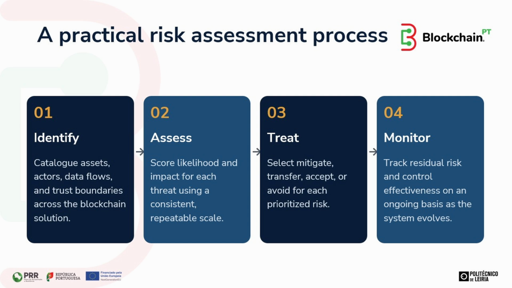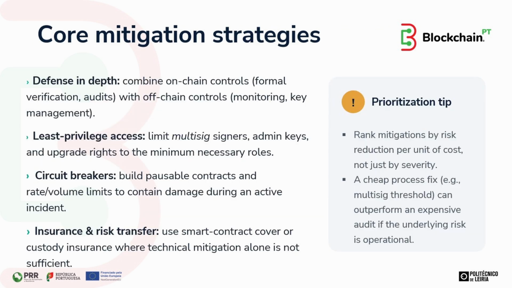The risk assessment process also involves treating each prioritized risk, selecting whether to mitigate, transfer, accept, or avoid it based on its score and business context. Finally, the risk assessment process stays live by monitoring residual risk and control effectiveness on an ongoing basis, adapting as the blockchain system evolves. Core mitigation strategies combine on-chain and off-chain defenses, enforce least privilege access, build circuit breakers for active incidents, and transfer residual risk via insurance where technical controls fall short.